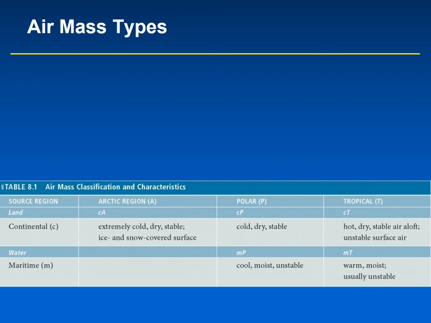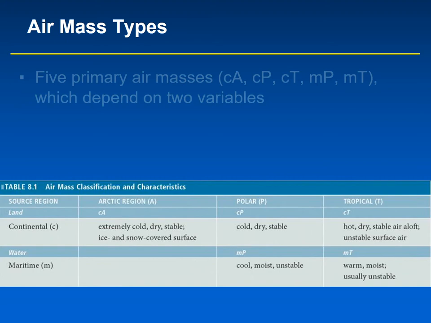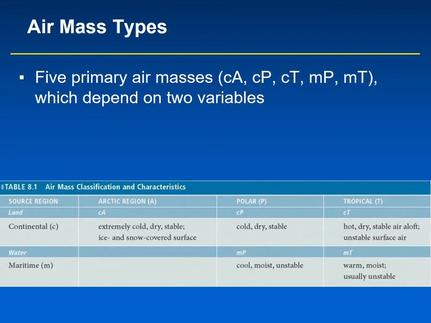So these are the five primary air mass types, depending on two variables, temperature and humidity: continental Arctic, continental polar, continental tropical. Those are the three air masses forming over continental regions, and the two air masses forming over water are maritime polar and maritime tropical. Okay, and again, the two variables that describe the air masses are temperature and humidity.